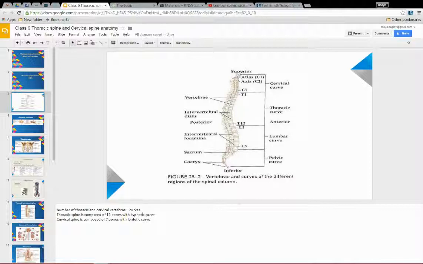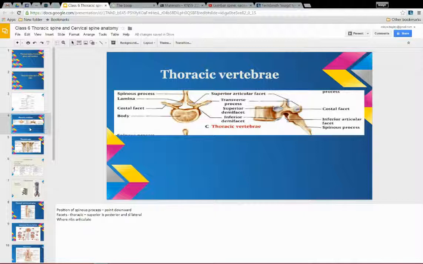The cervical vertebrae has 7 bones, and it has a lordotic curve. So while this looks rather straight, it generally has a curve that runs more like that we see in the lumbar. These are the thoracic vertebrae individual.